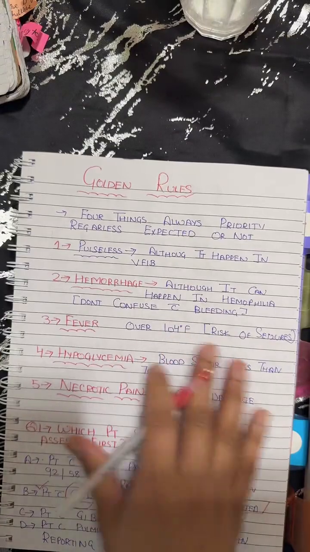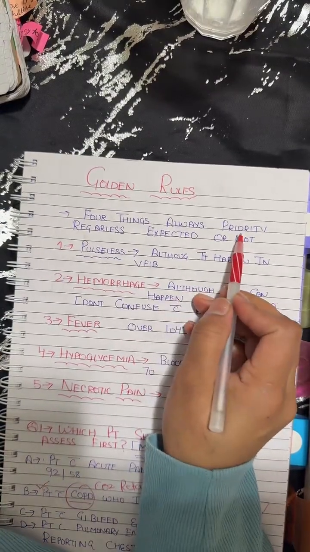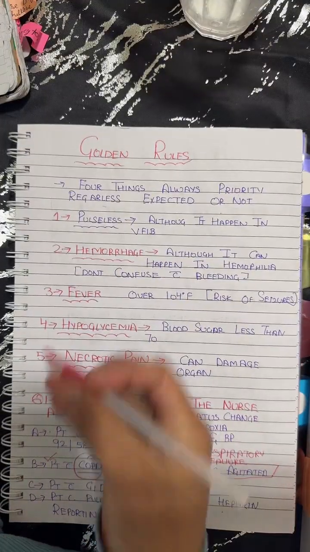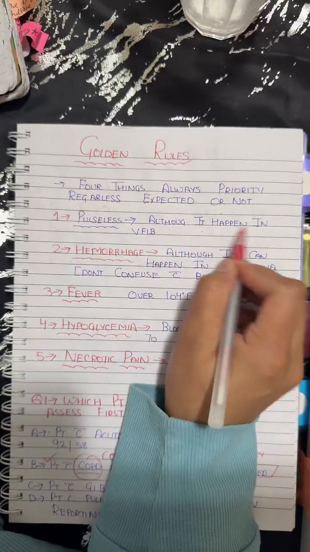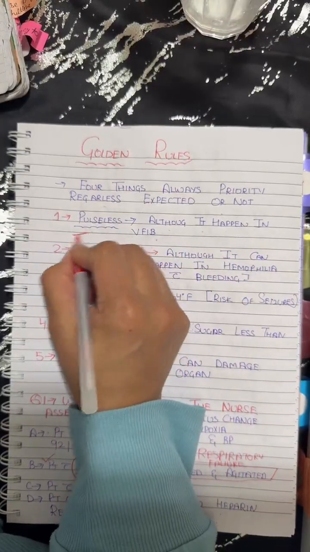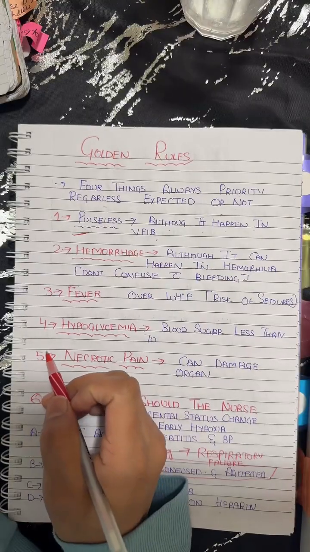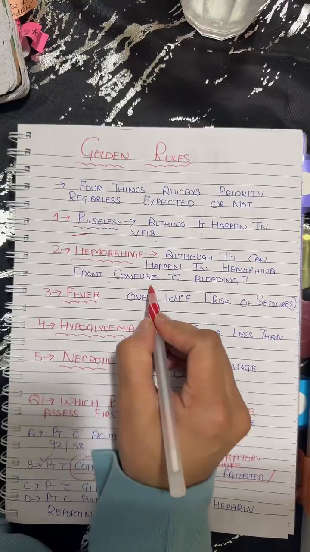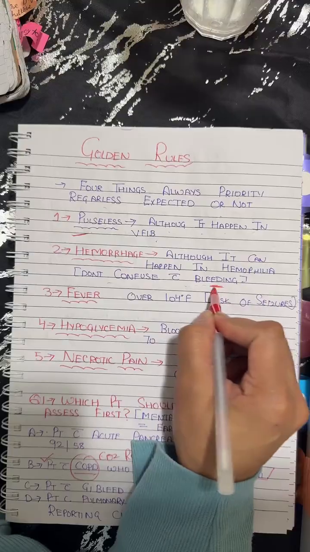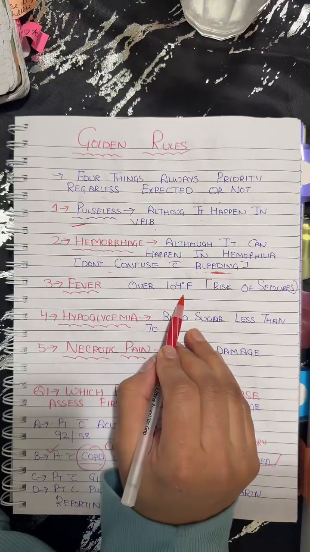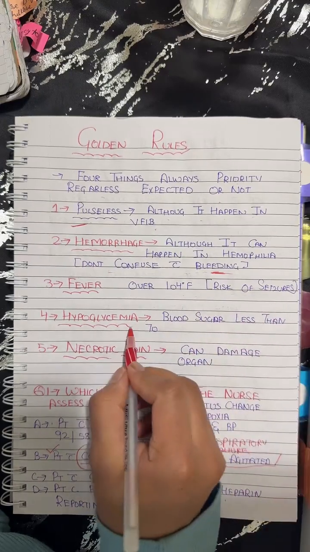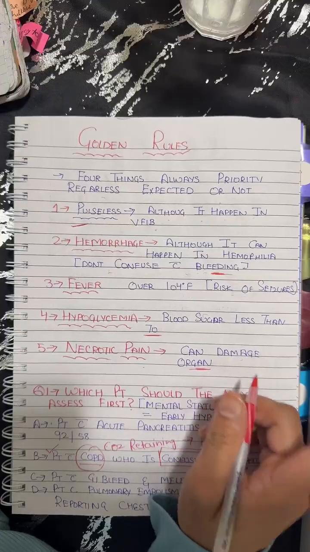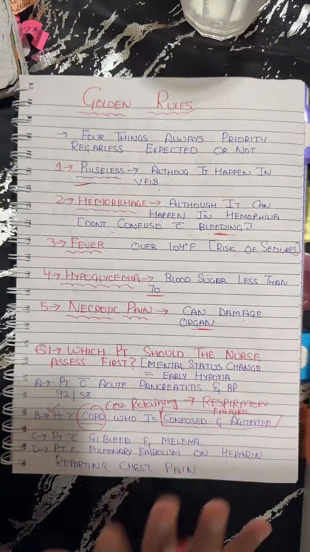Then we did some golden rules. Here, 4 things are always a priority, regardless of expected or not. They should always be on your priority list. Number 1, pulseless. Although it happens in VFib, this should be on your priority list. Next, hemorrhage. Although it can happen in hemophilia, don't confuse bleeding with hemorrhage. Fever over 104 degree Fahrenheit, risk of seizures. Hypoglycemia, blood sugar less than 70. Necrotic pain can damage organs. Compartment syndrome.